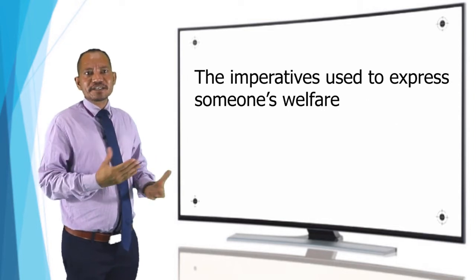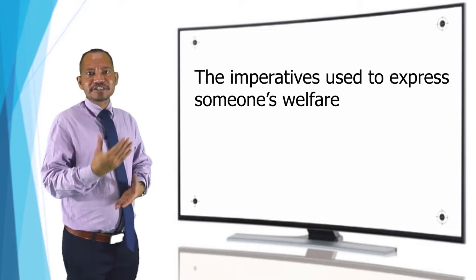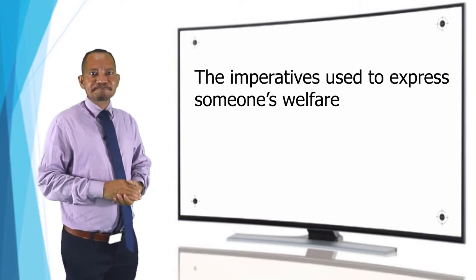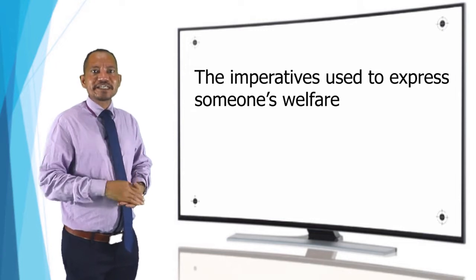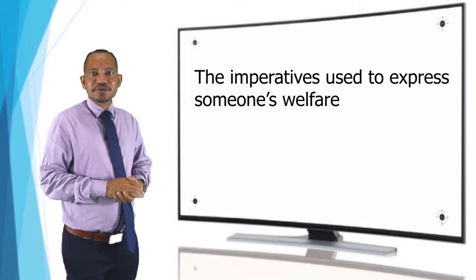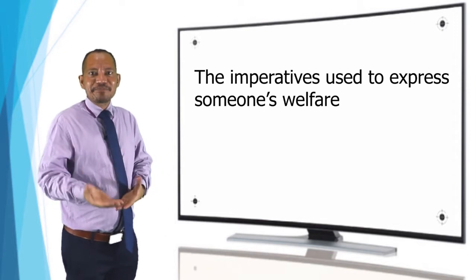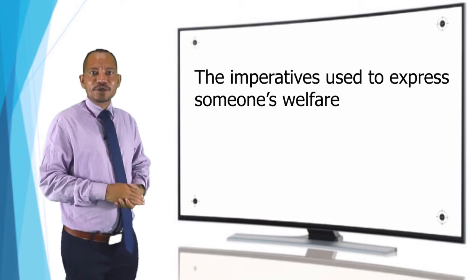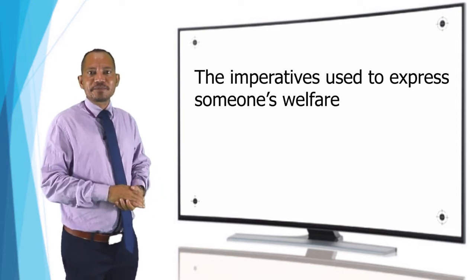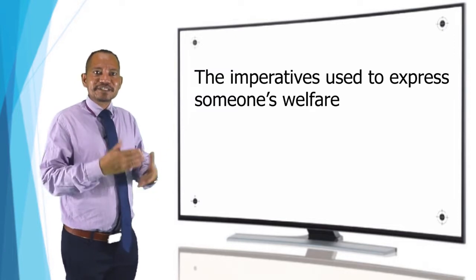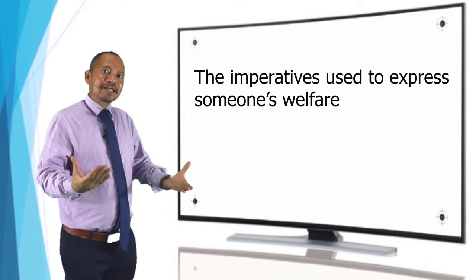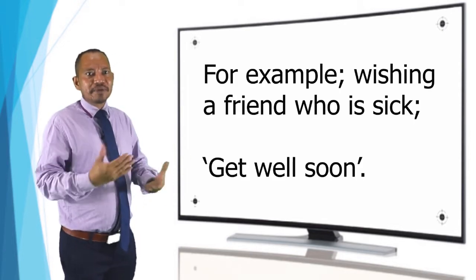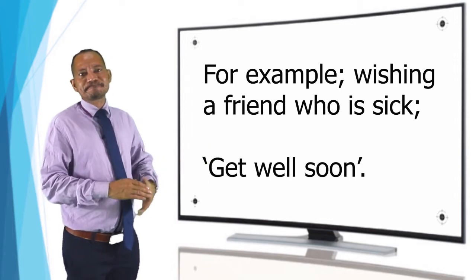Now moving on, let's look at the imperatives used to express someone's welfare. Notice, in English, expressing someone's welfare is like wishing or hoping for someone's success, happiness, in a polite expression of desire for someone's welfare. For example, let's imagine you have a friend who is lying in the hospital for being sick. Then you decide to visit him or her and wish him or her by saying, "Get well soon."